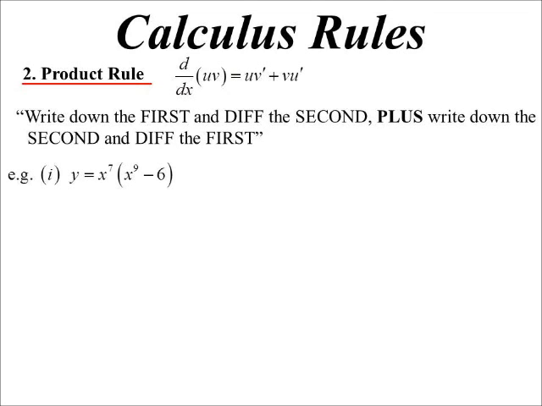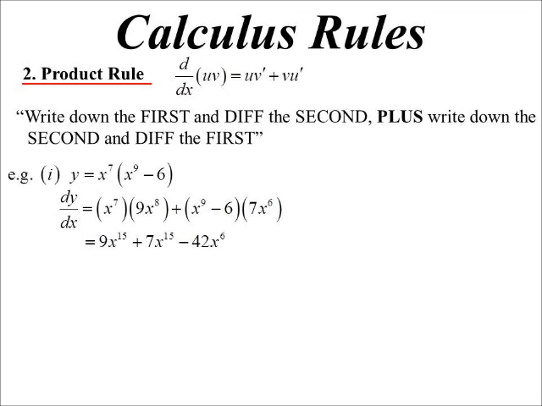So something like this. Of course I could expand that out, but to use it for the sake of an example: write down the first, well the first function is x to the power of 7. Diff the second: my second function there, x to the power of 9 minus 6, differentiate that, I get 9x to the power of 8. Plus, write down the second, diff the first, so 7x to the power of 6. And then I can tidy all that up and I get our final answer.